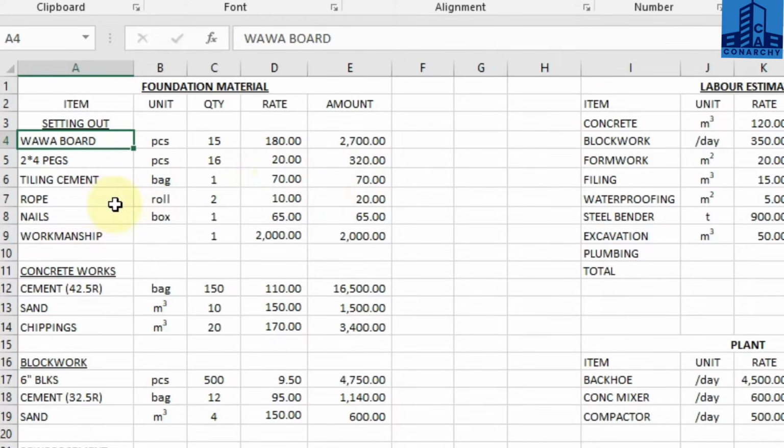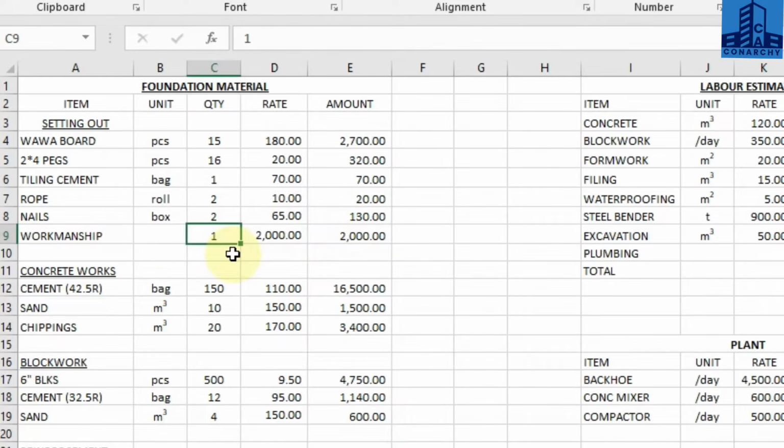We also need rope. This rope is what you'll be using to pick alignment when setting out. So you need two rolls, and a rope is costing around 10 cedis. The masonry rope is 10 cedis, so 2 is 20 cedis. Nails, you need a box of nails, probably 2, 3 inches and 4 inches. We will not really use all, but yeah. A box is costing around 65 cedis. You just multiply by 2 to get your amount.